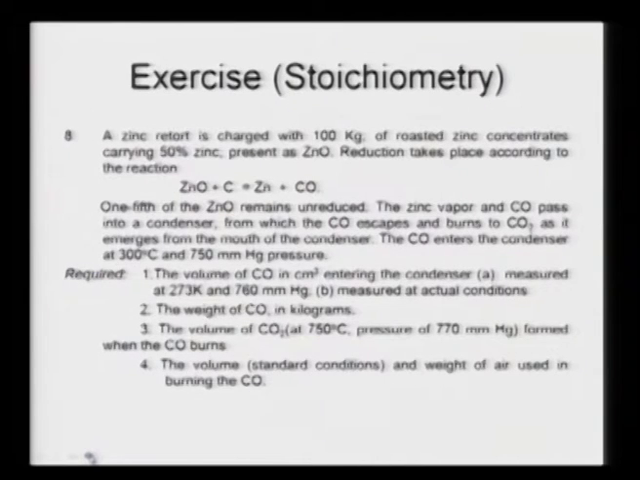The next problem which we have to do is about the reduction of zinc oxide by carbon, and some of the conditions of the reduction are given, say 1/5 of the ZnO remains unreduced and so on. You are required to calculate volume of CO, weight of CO, volume of CO2 and so on. So, I will be solving these problems, so that this lecture on stoichiometry completes.